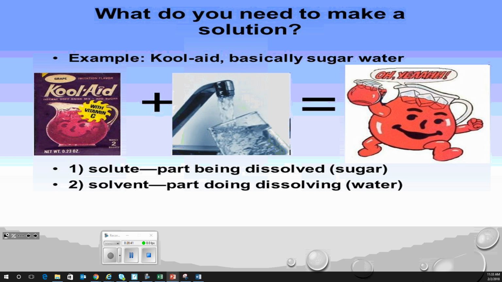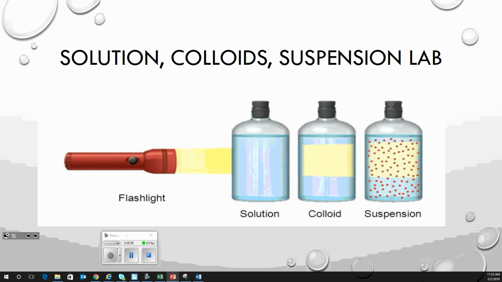Okay, going forward. If you need to make a solution, Kool-Aid would be like making a solution. We'll do a Kool-Aid lab later. So the solid would be the sugar and the Kool-Aid mix. The solvent would be the water. So we would be able to get a solution, hopefully.